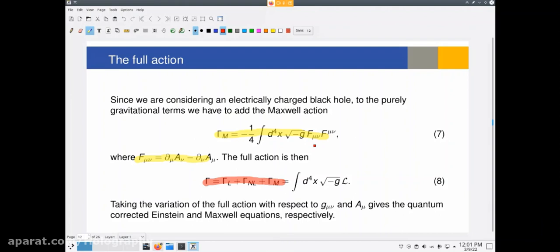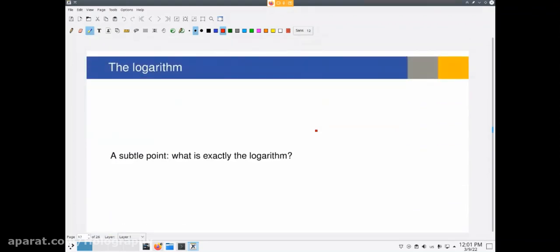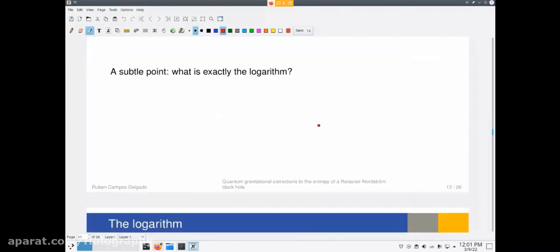We take the variation of the action with respect to g^{μν} and A_μ, and this gives the quantum corrected Einstein and Maxwell equations respectively. But before proceeding, we have to address an important point. As I said before, the non-local action contains a logarithm. So what is exactly this logarithm? How do we compute the action of that logarithm on a certain function?